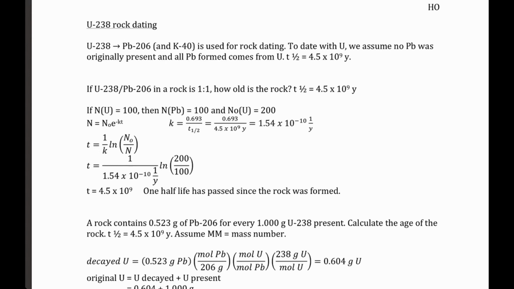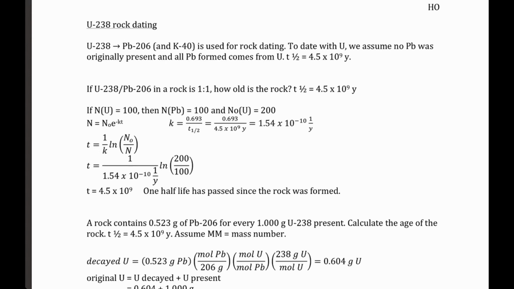So here's our problem. We have a rock that contains uranium-238 and lead-206, so we can do the dating using that process. It is found that the ratio of U-238 to lead-206, the amounts, the N values, is 1-to-1. How old is the rock?